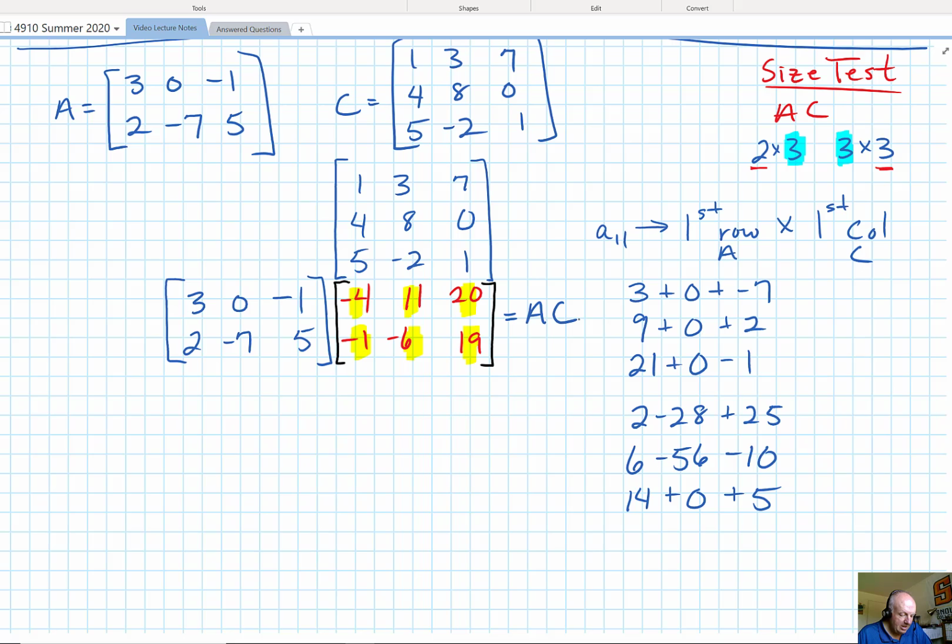Now notice, C times A is not even doable, right? So if I ask you to find C times A, you would say that is undefined because it does not pass the size test, which allows us to multiply. You'd have the 3 paired with the 2. So you can see right there is an example of, in matrix multiplication, order matters. We don't have commutativity, right? Sometimes you can do A times C and C times A, both, but that's more the exception than the rule.